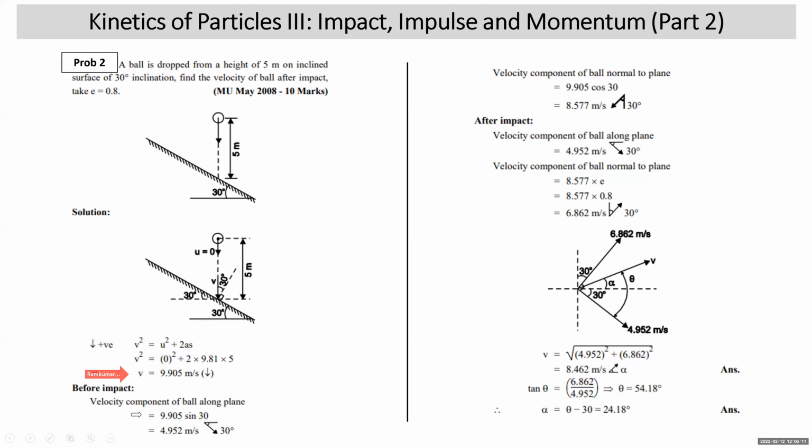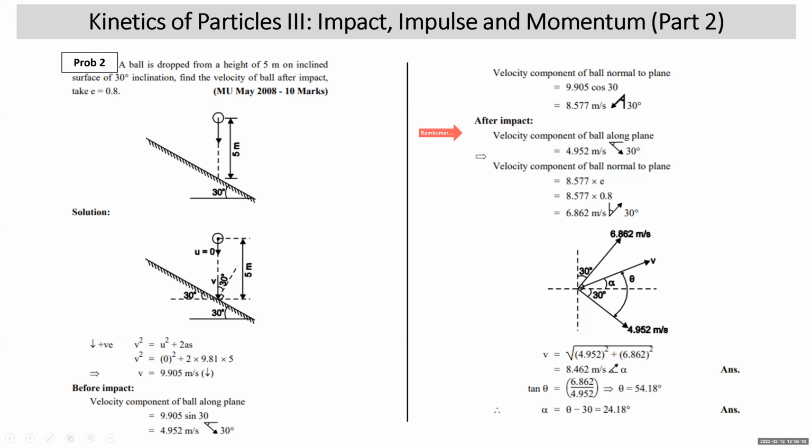So I'll write it down. Write the heading: before impact. Velocity component of the ball along the plane, what is that going to be? 9.905, because this is vertically down. This is 30 degree with normal, so this component will be sine. So 9.905 sine 30, 4.952. What will be the velocity component of the ball normal to plane? 9.905 cos 30. It will be 30 degree with the vertical. You can see that, whereas the plane is 30 degree with the horizontal.